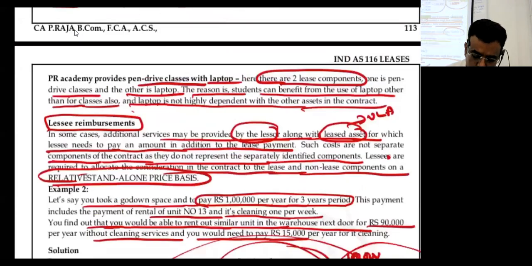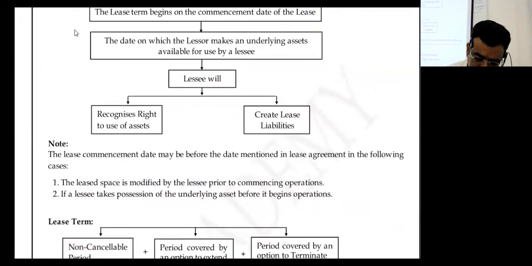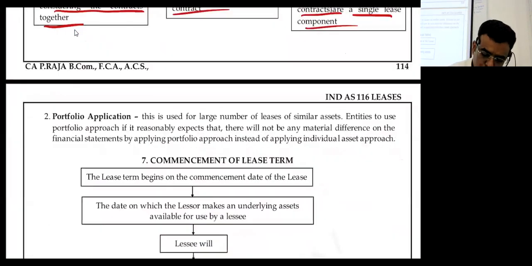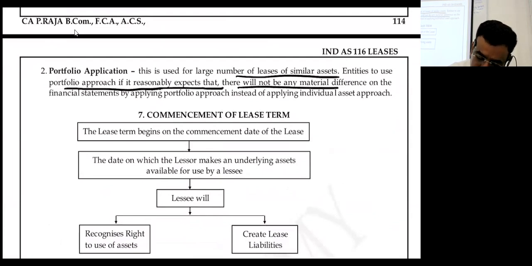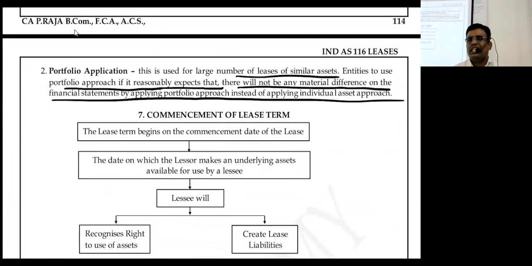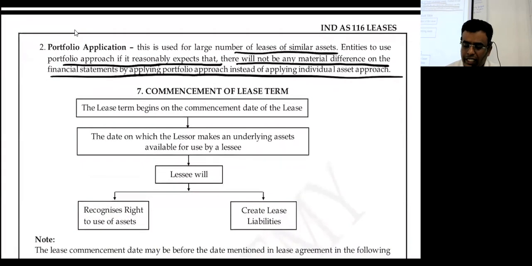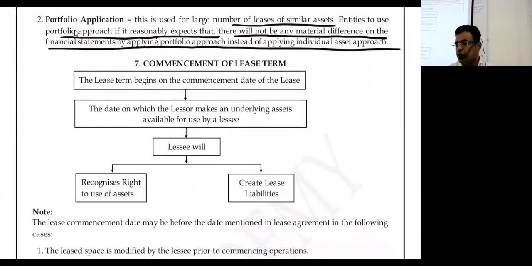Friends, so far, portfolio application. This is based on a large number of leases of similar assets. An entity may use a portfolio approach if there will not be any material difference on the financial statements by applying the portfolio approach. This is the portfolio approach, then lease accounting treatment. These are miscellaneous points. Don't take them to mind and get much confusion with that.